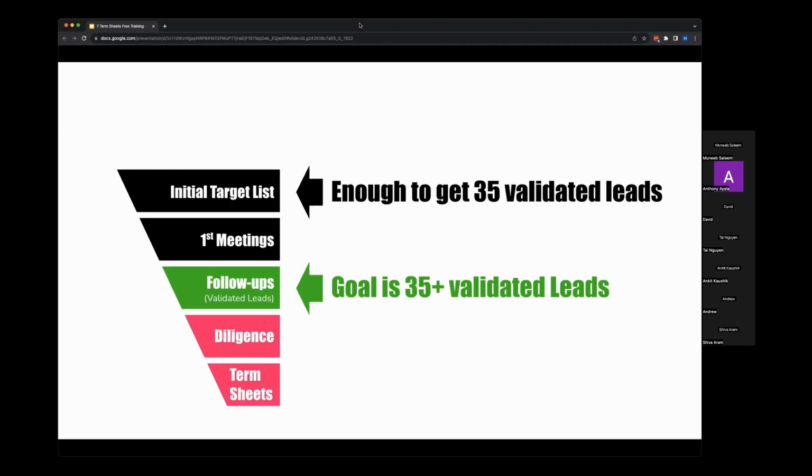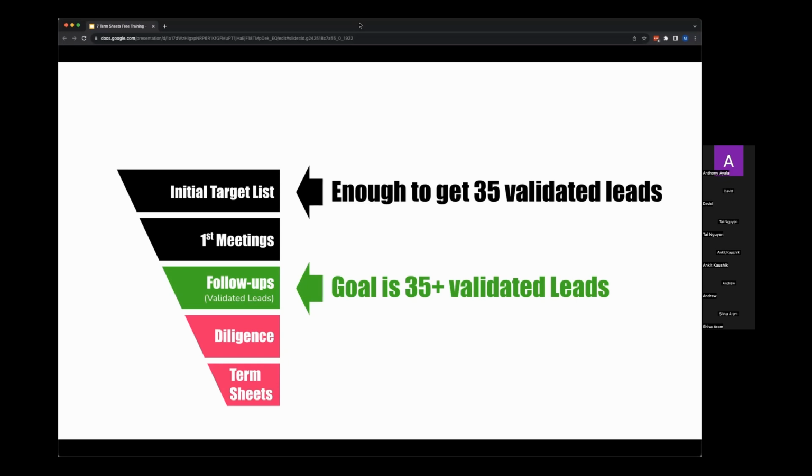The goal and the main criteria is not your top of the funnel. It's generally in the middle of the funnel here. Your goal is to have signal on 35 validated leads. If you can amass 35 validated leads or more that you're having follow-ups with, that you're actively engaging, who are actively interested, the chances of multiple term sheets goes up significantly. The math kind of works out from an average standpoint that you'll get 2 or more term sheets then, if they're truly qualified, validated leads, and that you have enough in your pool.